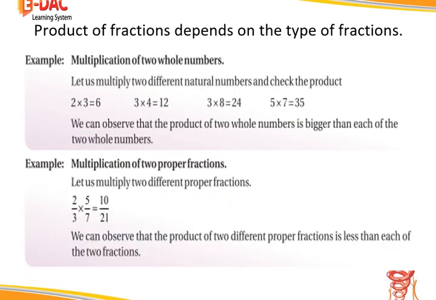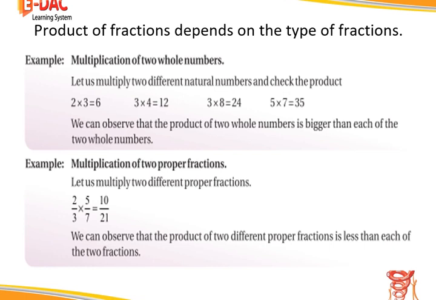Product of fractions depends on the type of fractions. Let us understand this through an example. Let us multiply two different natural numbers and check the product. So here, when you see 2 multiplied by 3 is equal to 6, 3 multiplied by 4 is 12, 3 multiplied by 8 is 24, and 5 multiplied by 7 is 35. So we observe here that the product of two whole numbers is bigger than each of the two whole numbers.